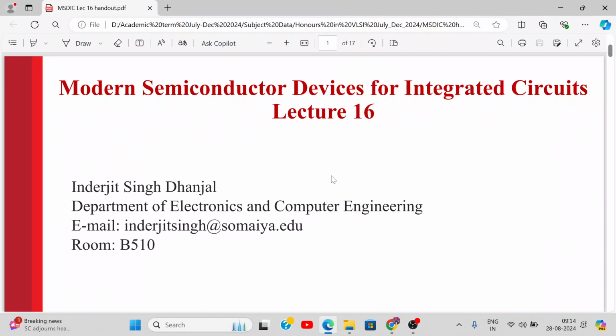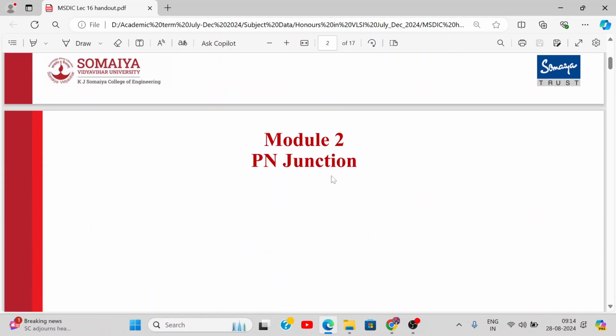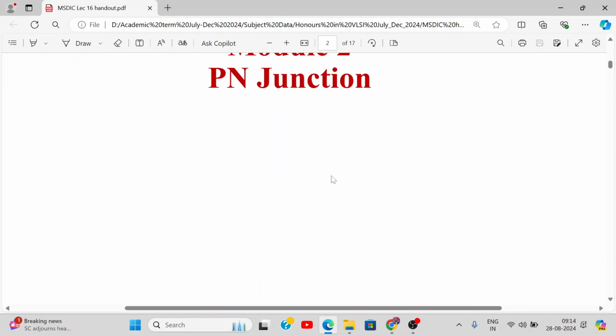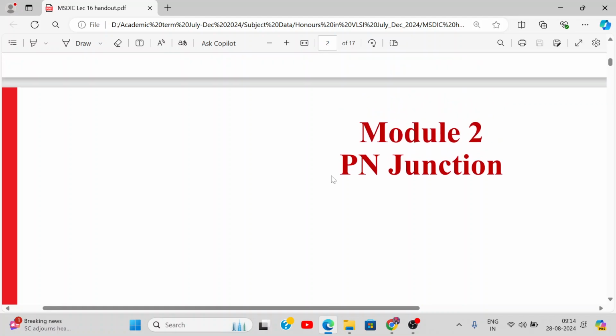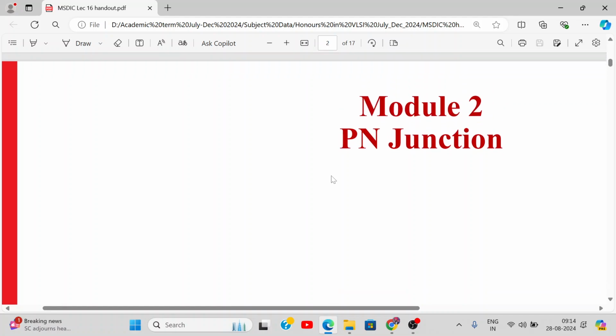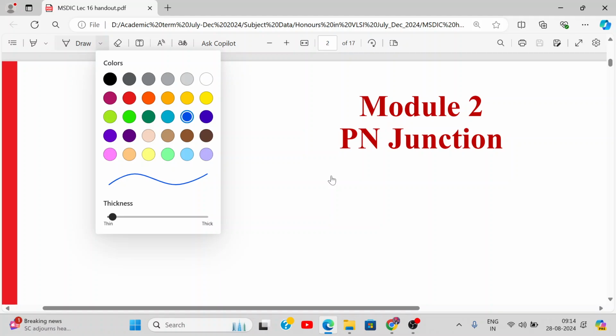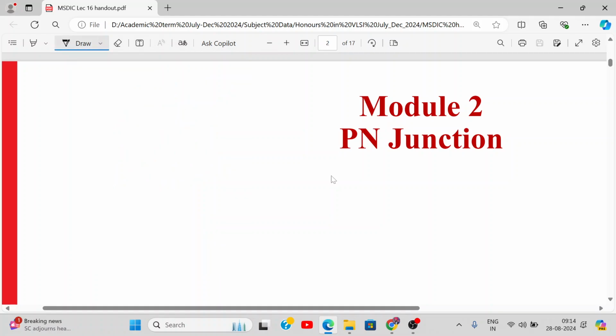So hello everyone, welcome to Modern Semiconductor Devices for Integrated Circuits lecture number 16. I think last time we derived the equation for the potential, the electric field and the depletion region width. So today we are going to solve numericals.